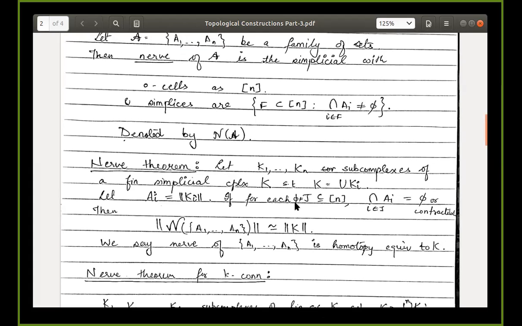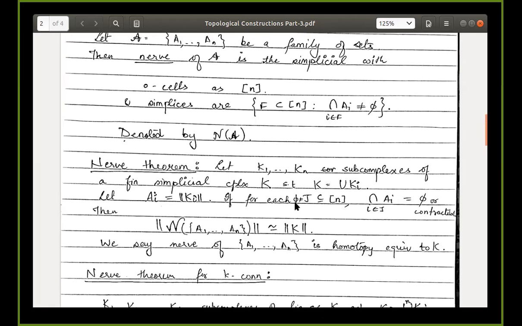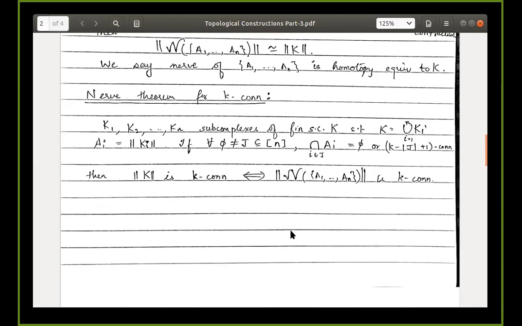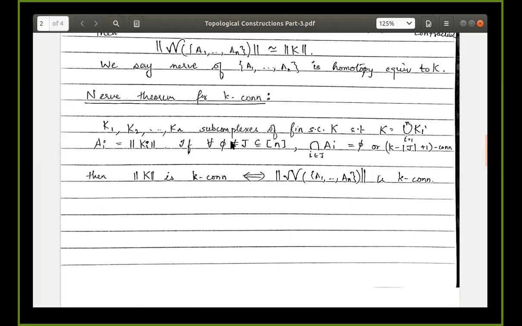And if we want to see what result the nerve theorem can give for the k-connectedness of such a space K, we see that the statement says: if K1, K2, ..., Kn are subcomplexes of a finite simplicial complex K such that the Ki's cover K, let Ai be the geometric realization of Ki. And if for every non-empty J, which is a subset of [n], the intersection of the Ai is empty, or it is (k minus |J| plus 1)-connected.